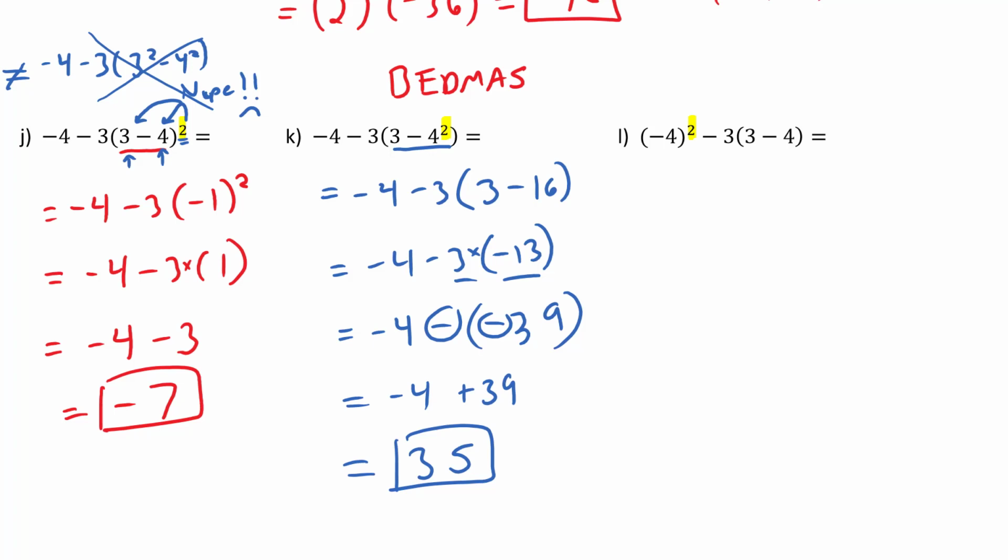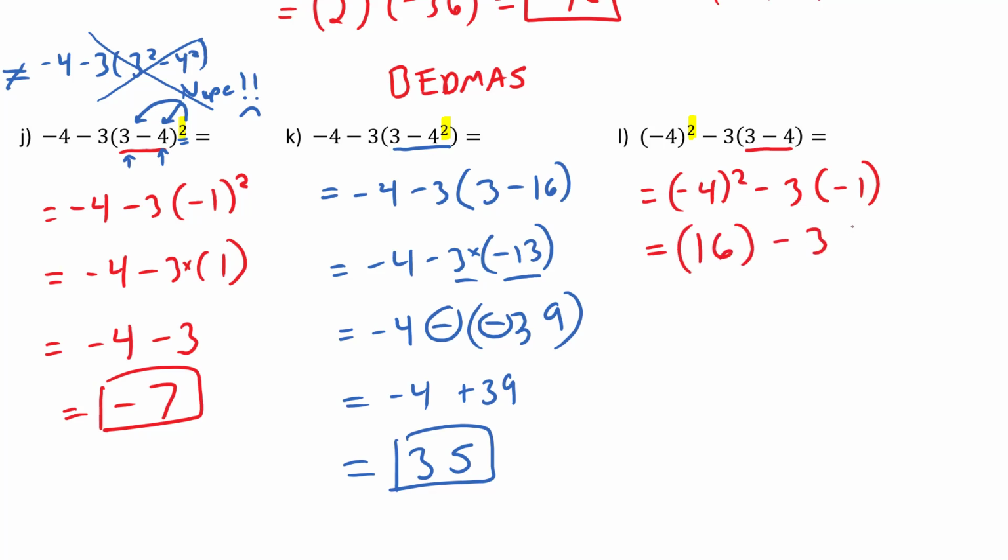We'll do L now. We've moved the squared to the -4 as a base at the beginning. What we should do first, we should follow the order of operations. We should do the brackets first. So here, we're just going to leave the exponent there for now. 3 minus 4 is -1. Now we're going to do the exponents. We're going to do -4 times -4, which is positive 16.